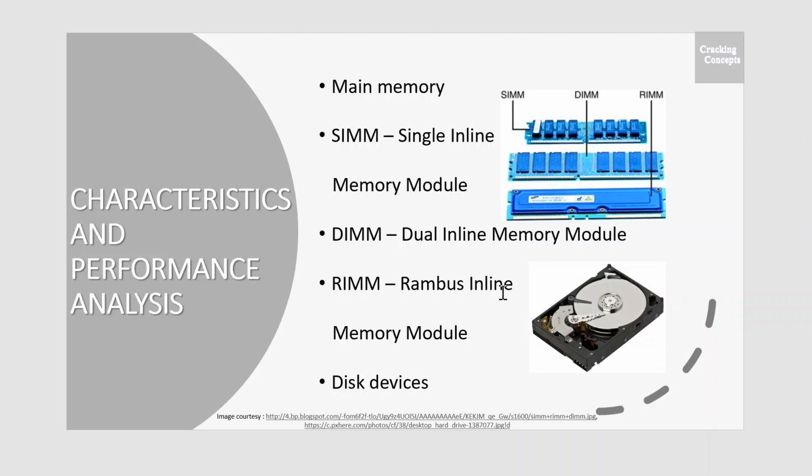RIMM stands for Rambus Inline Memory Module. It is a packaging for RDRAM or Rambus Dynamic RAM that is similar to DIMM but uses different pin settings. RDRAM was developed by Rambus for high bandwidth applications as a replacement for various types of contemporary memory such as synchronous dynamic memory, that is, synchronous dynamic RAM.